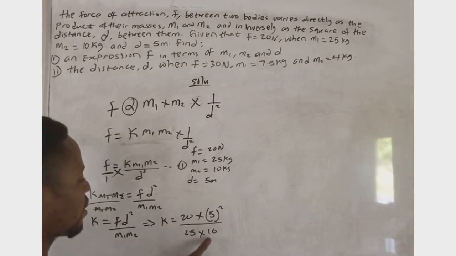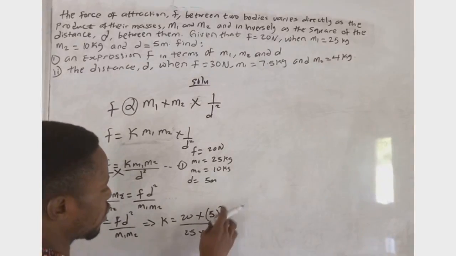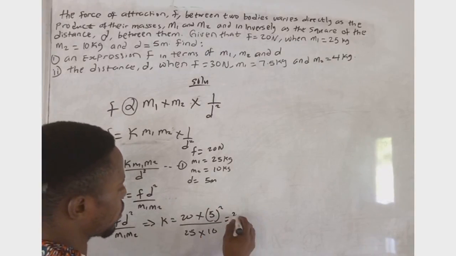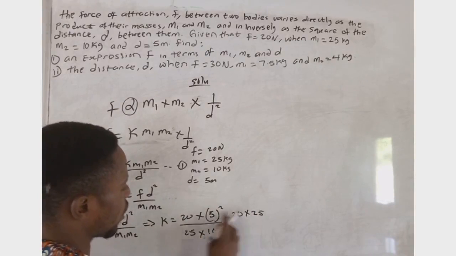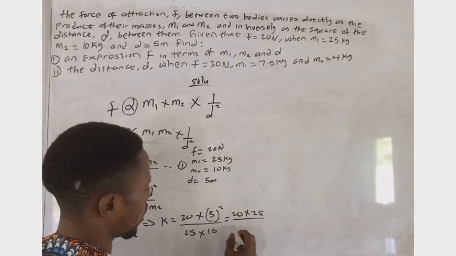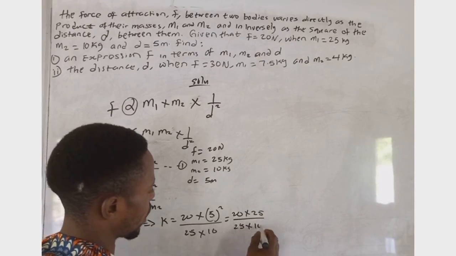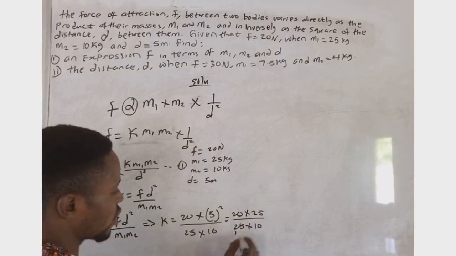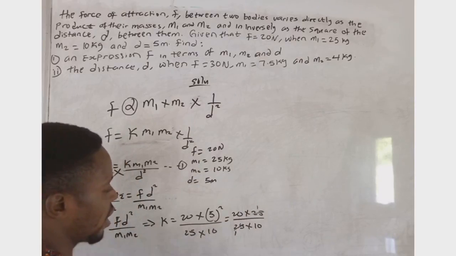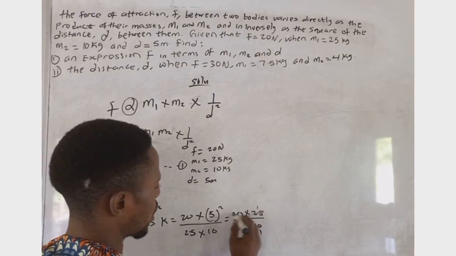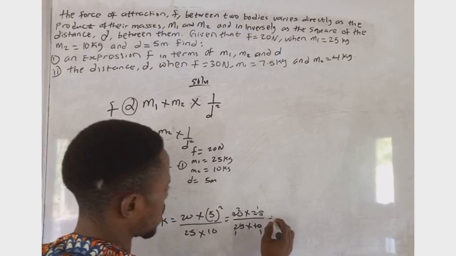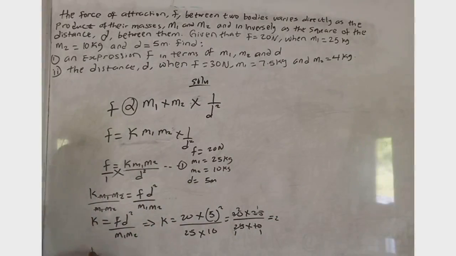So in this place now, let's do the calculation. Let's open this bracket here. Here we have 20 multiplied by 25, because 5 times 5 is 25, over 25 multiplied by 10. The 25 cancels 25, we have 1 here and 1 here. And here we have 10 over 20, which gives 2. So the answer is 2. That means our k is equal to 2, which is our constant.